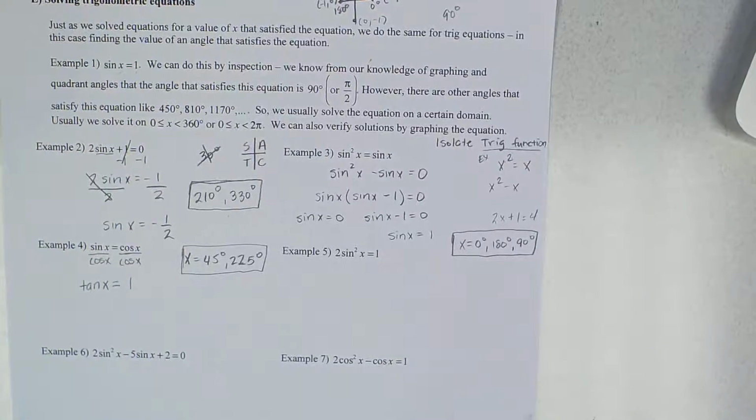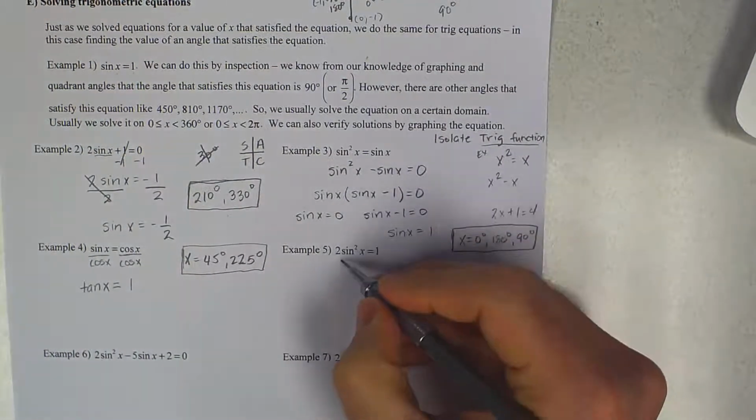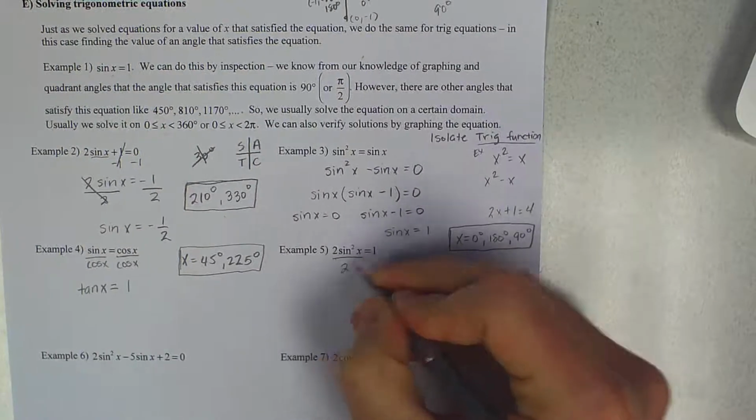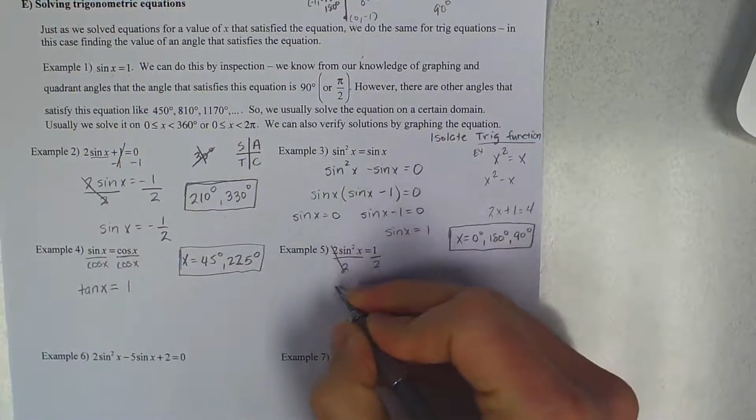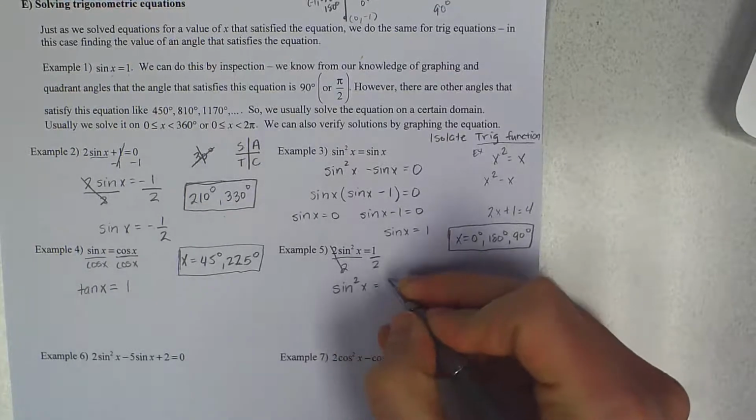All right. Skipping over here to 2 sine squared x equals 1. First thing we want to do is isolate that sine squared x. I'm left with sine squared x is equal to 1/2.